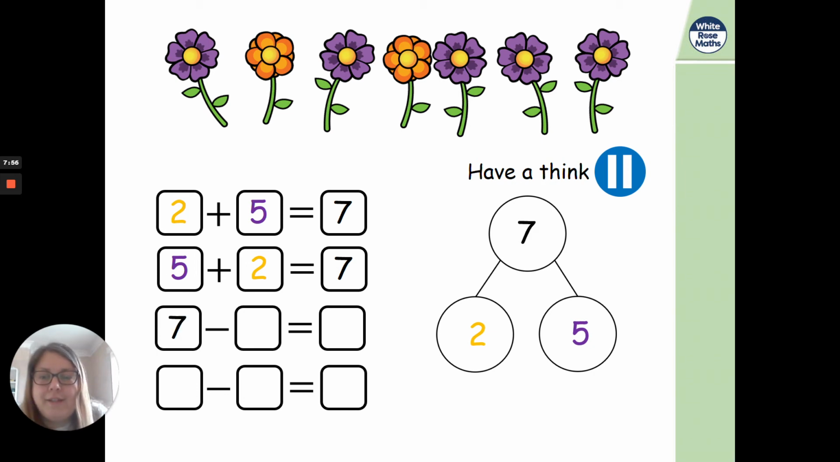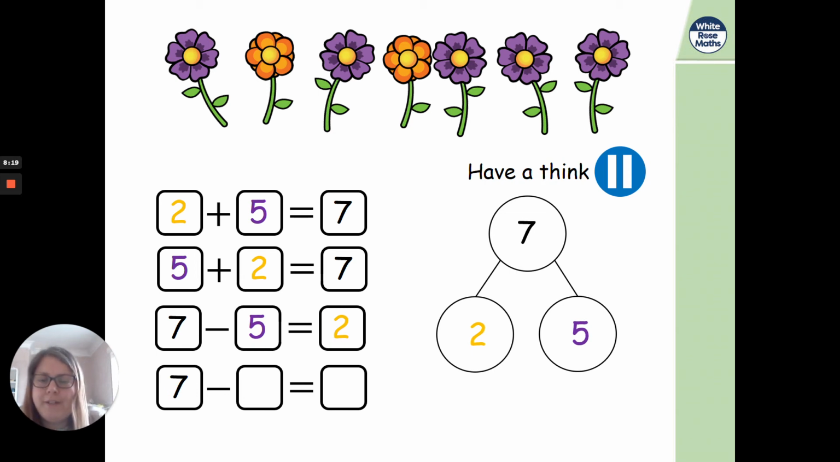So it is 7 take away 5 is going to equal 2. Well done if you did that. Well said. So let's have a look this time. Remember, we're still using 7, 2 and 5, but we need to switch them round again. So we know our whole goes at the beginning because it's a whole, take away a part equals a part.